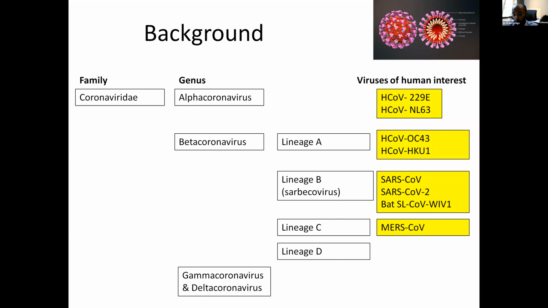Within the lineage B, which is also referred to as the Sarbecovirus, we have SARS-CoV and we have SARS-CoV-2. And these two have been associated with severe respiratory syndromes. Within the same lineage, again, we have the bat SARS-like coronavirus, and it's of importance because it has a very high genomic homology compared to the SARS coronavirus. In the other lineage, that's lineage C, we have MERS-CoV. So we have quite a number of viruses within this family that have been associated with human pathogenicity.